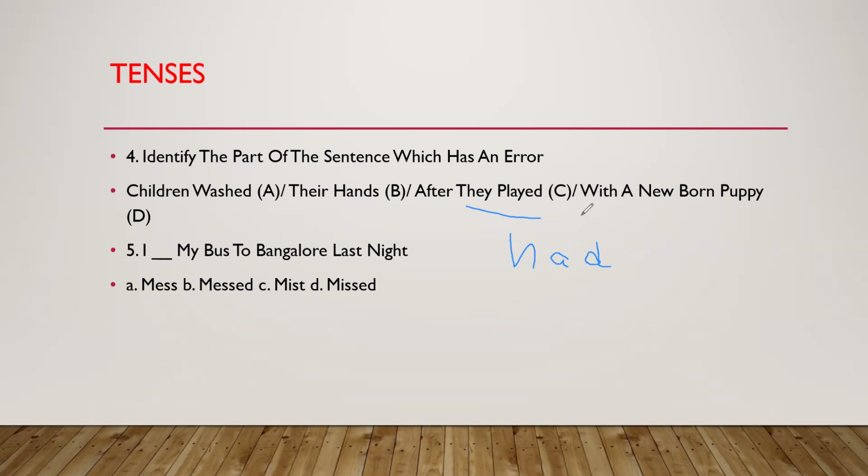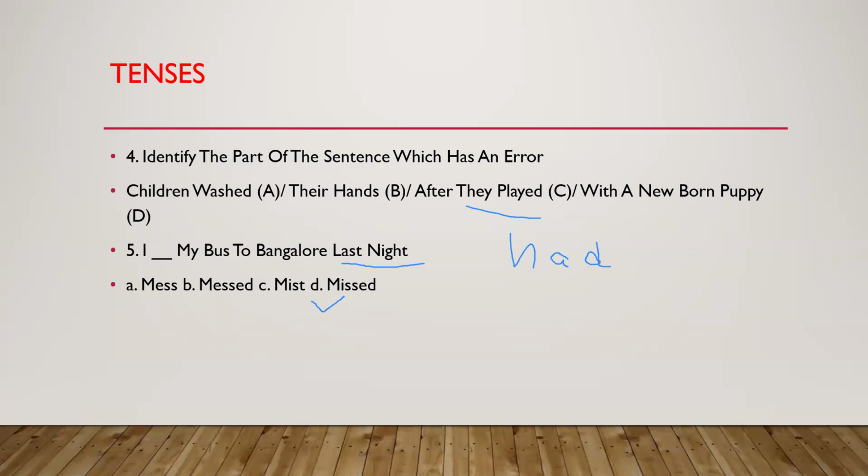No, I dashed my bus to Bangalore last night. Here we see last night. Last night means it must be a past tense. So past tense means missed. Only they change the spelling. So now let's see. I missed my bus to Bangalore last night. Now let's clear all my drawing.